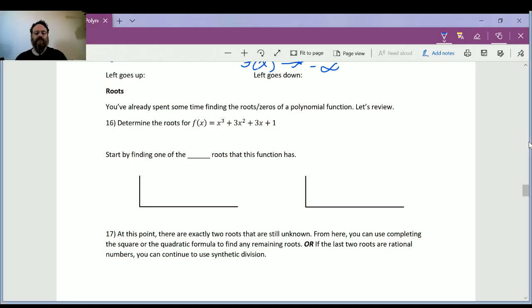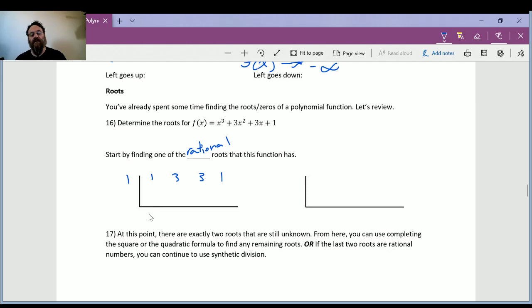Okay. Guys, this right here, we've been doing this. That's what we spent all last week doing. Okay. First thing we'll do is by finding one of the rational roots that this function has. So we'll go with 1, 3, 3, 1. We've only got two choices here. We can try positive 1 or negative 1.